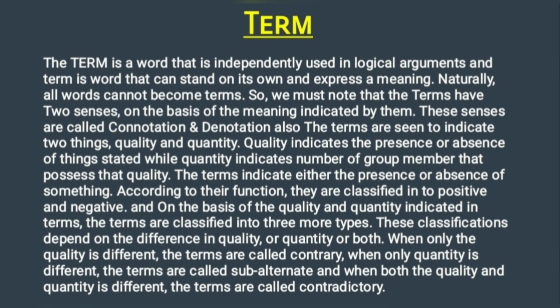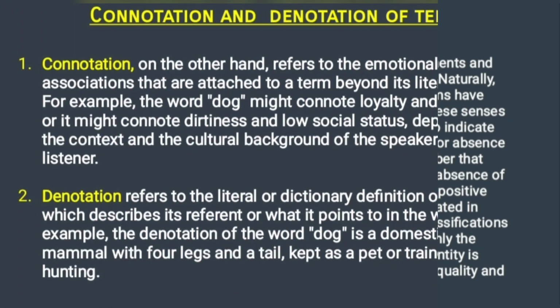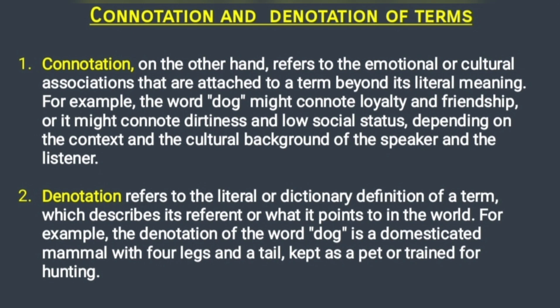When only the quality is different, the terms are called contrary. When only quantity is different, the terms are called subalternate, and when both the quality and quantity are different, the terms are called contradictory.